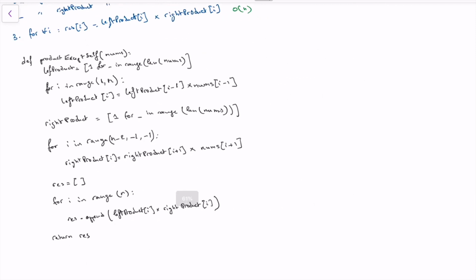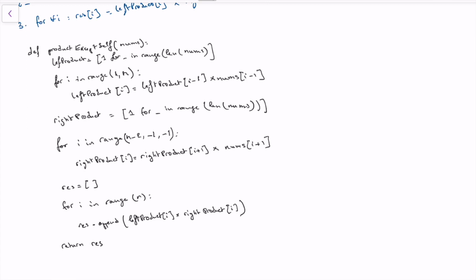So here you could see we did the steps that we mentioned here. This is the first step to compute the left side, this is the second step to compute the right product, and this is the last step to compute the final result, and this is all in O(n). So in terms of time complexity, we are doing 3 for loops that are each O(n), so it's just O(n). For the space complexity, we are using left product, right product, and res, and all of them have n, so it's 3n, so it's just O(n) in terms of space.